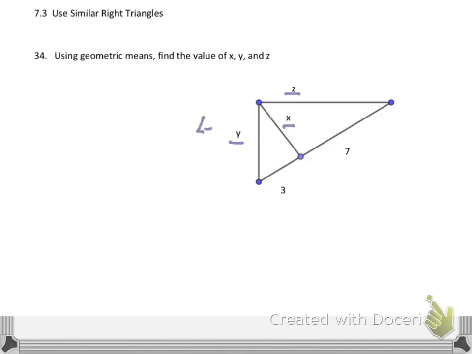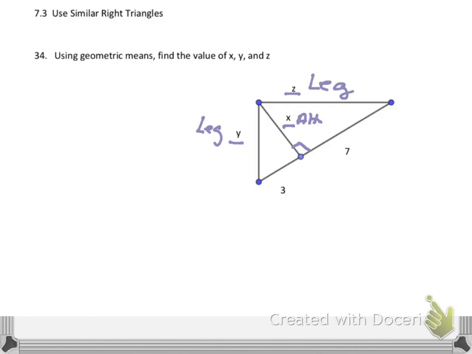So we have a leg, we have an altitude, and we have another leg. These three components of a right triangle, when you drop an altitude inside, are functioning as geometric means. It's a type of average. With that knowledge, we can solve for each of these variables. The first one, we're going to work from left to right.